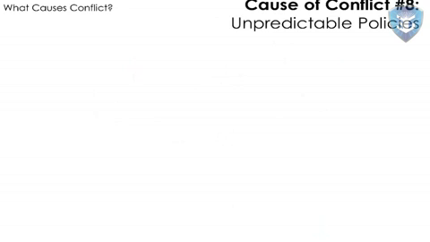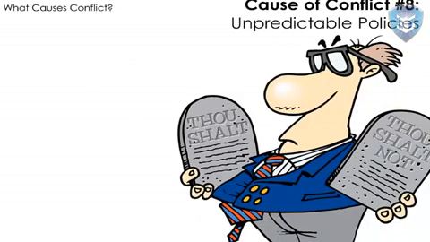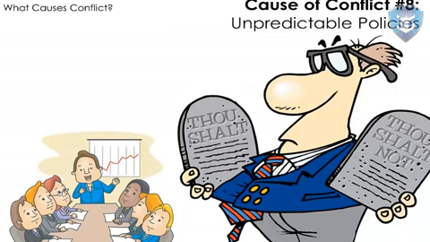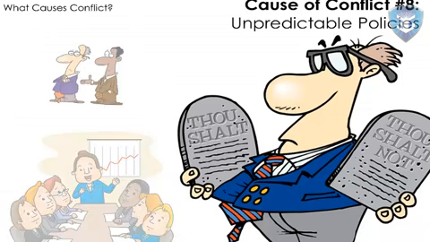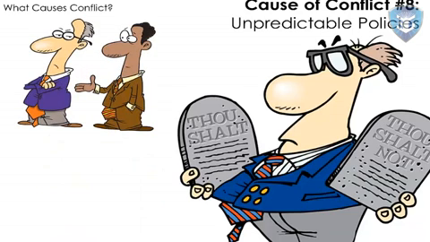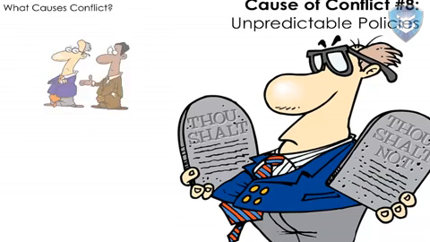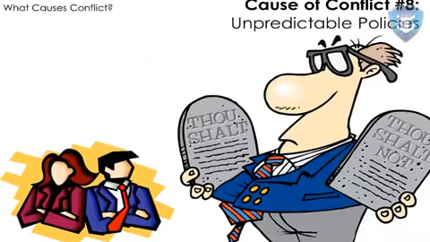Cause of conflict number 8, unpredictable policies. When rules and policies change at work and you don't communicate that change clearly to your team, confusion and conflict can occur. In addition, if you fail to apply workplace policies consistently with members of your team, the disparity in treatment can also become a source.